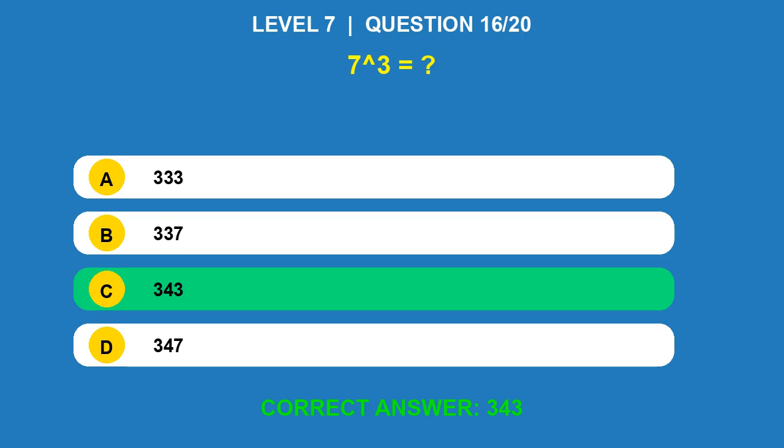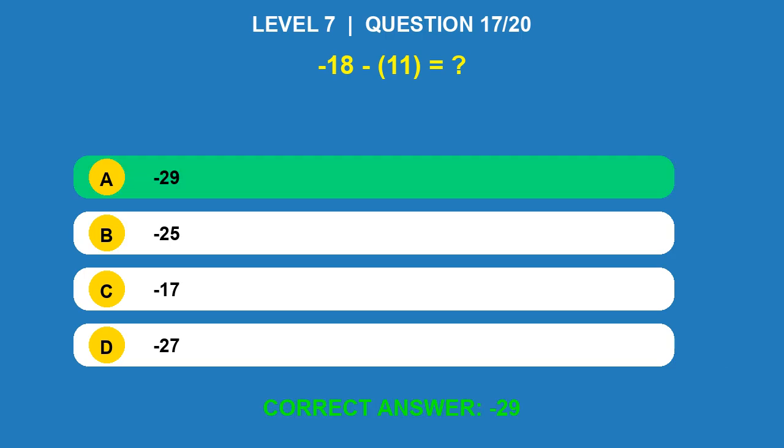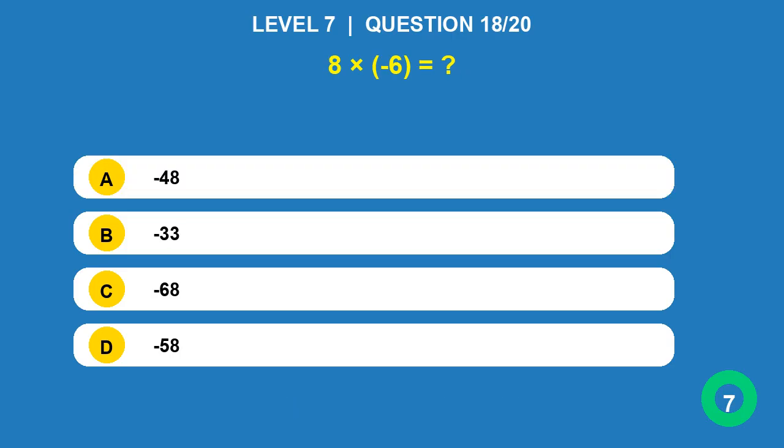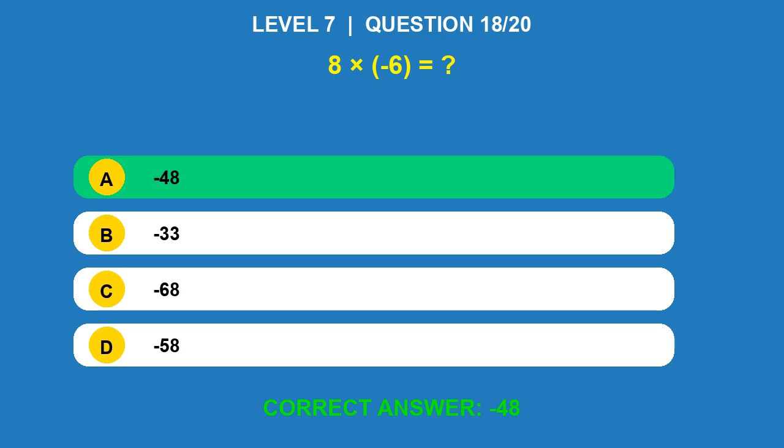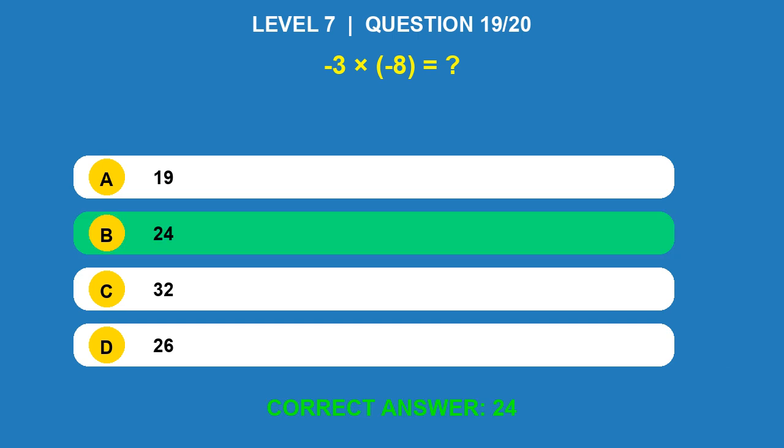Answer is 343. Minus 18 minus 11 equals? Answer is minus 29. 8 times minus 6 equals? Answer is minus 48. Minus 3 times minus 8 equals? Answer is 24.